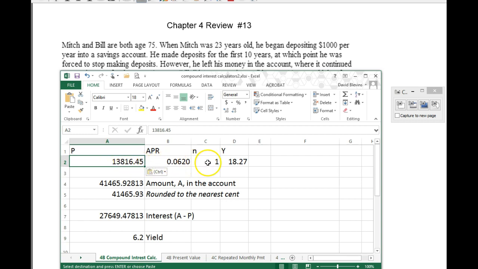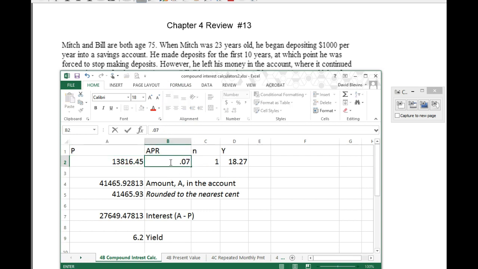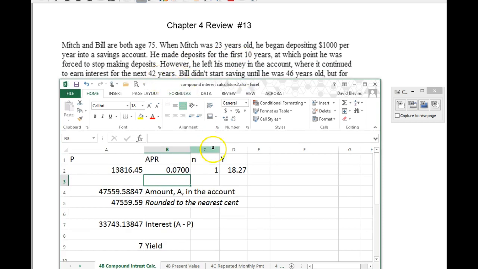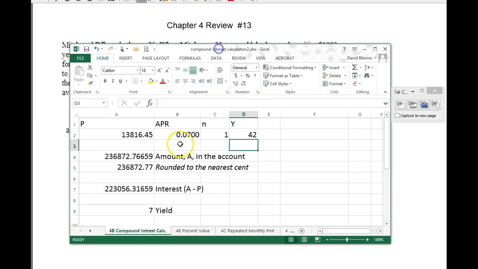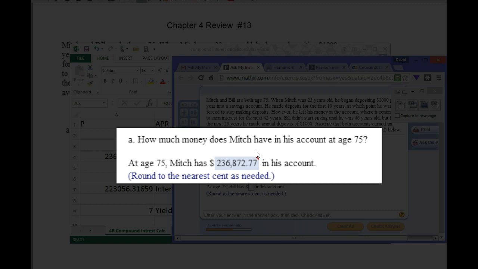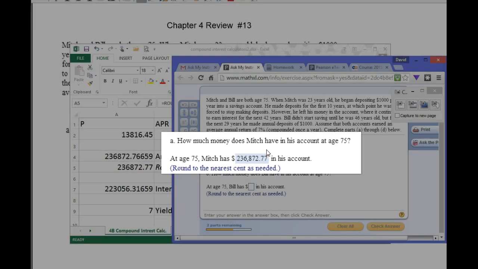We're going to keep N at 1 and we're going to do the APR same as before, 0.07, and he's going to leave it in there for the next 42 years, it says. So 42. So there's where Mitch is at the end of that time: 236,872 and 77 cents. Then I put in that answer, and you see it says amount in account. Round it to the nearest cent as needed, so make sure you round it.